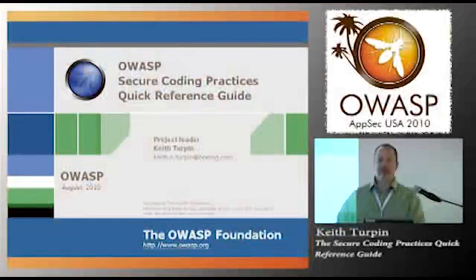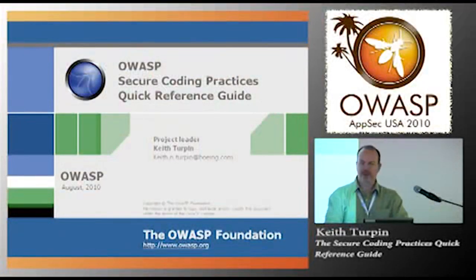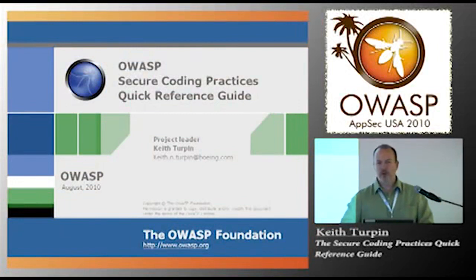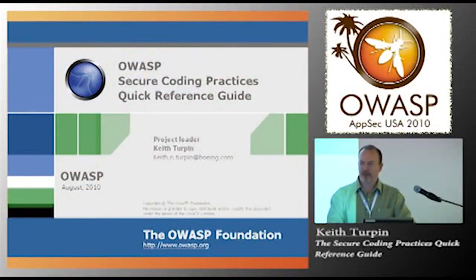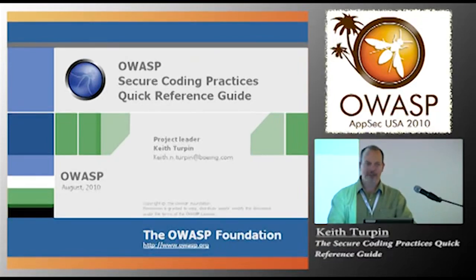I'm here to talk about the Secure Coding Practices Quick Reference Guide, which is a new OWASP project. It's available on the OWASP site right now under the alpha projects, but that could change at any moment. It could move to stable release while we're talking. There's a lot of debate going on right now about how quickly it can be moved to stable release.